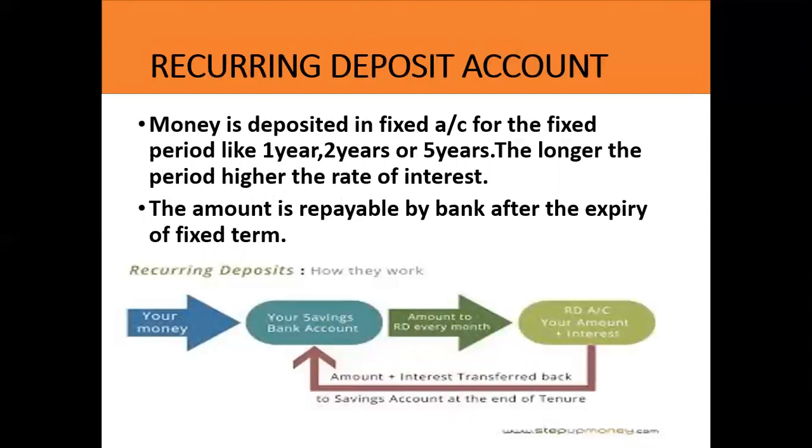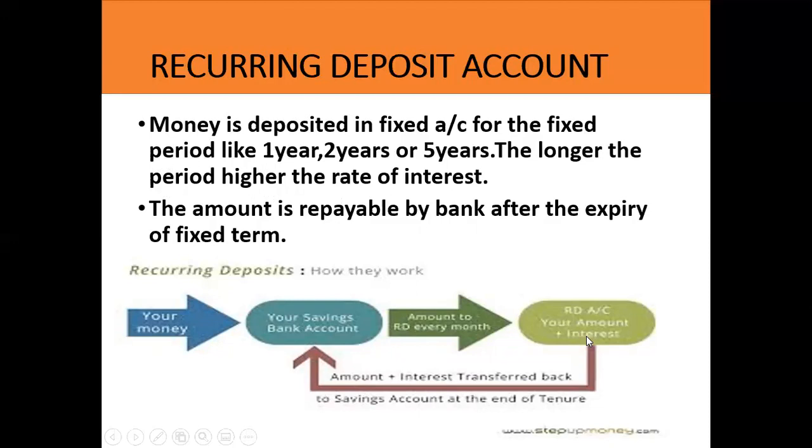Now, the next type of account is the recurring deposit account, where money is deposited in a fixed account for a fixed period like 1 year, 2 years, 5 years. Okay, same thing like a fixed deposit account, but here you are depositing money to the bank every month. Like you're transferring some amount from your saving account to your recurring RD account, and you will get some interest on it.